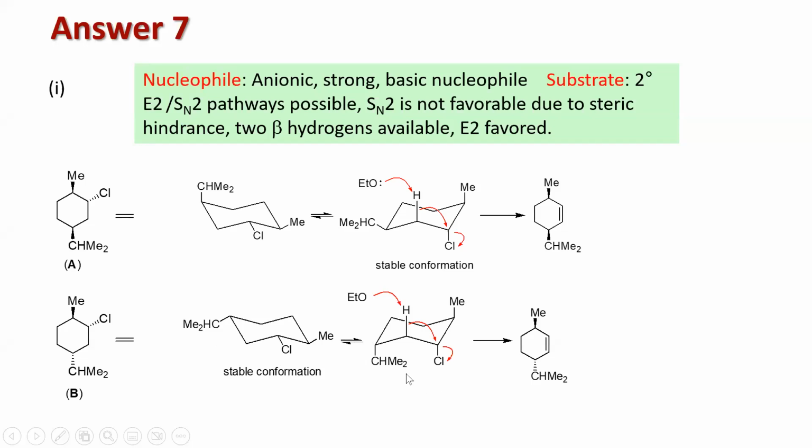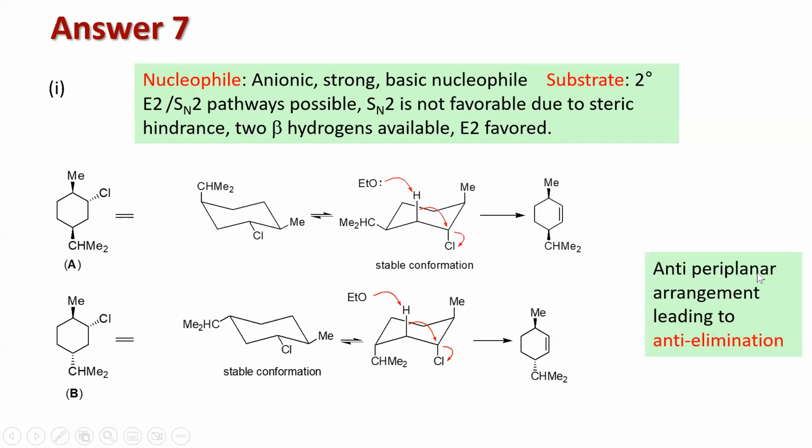The other conformation only has the trans arrangement of hydrogen and chlorine, which is not the stable conformation because it has diaxial interactions with this hydrogen, right? But anyway, the less stable conformation will undergo elimination like this to give you this product. So let's go to the anti-periplanar. We call it trans or anti-periplanar arrangement leading to anti-elimination, or trans elimination, right?